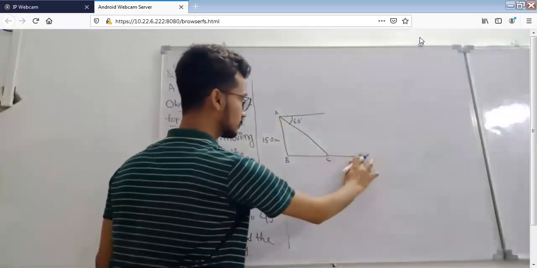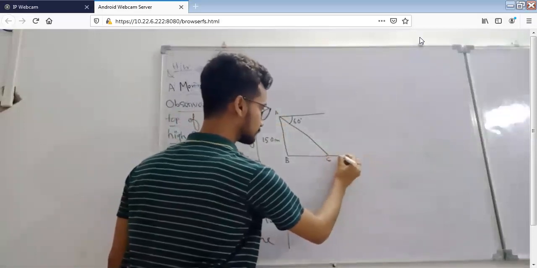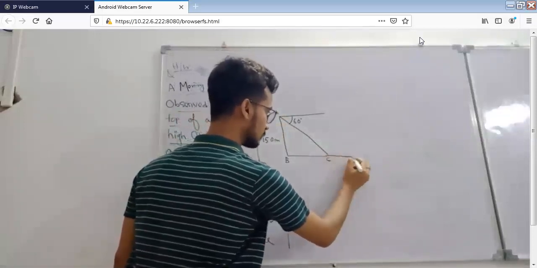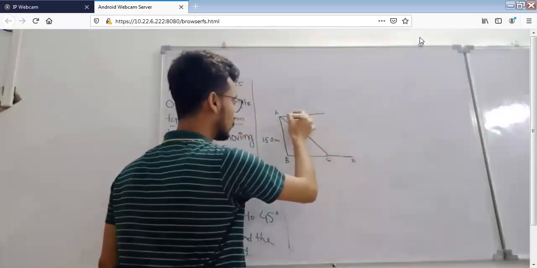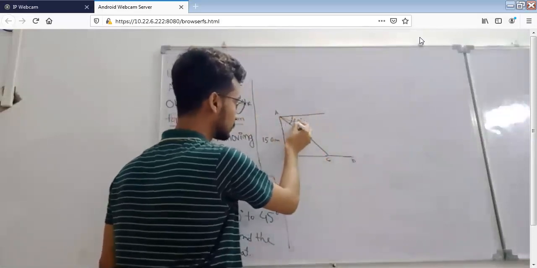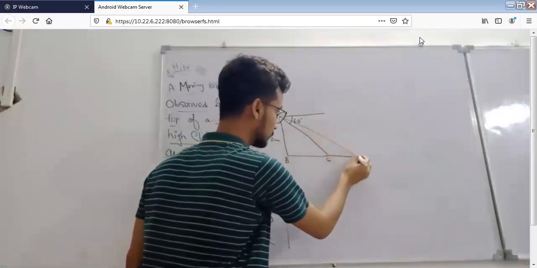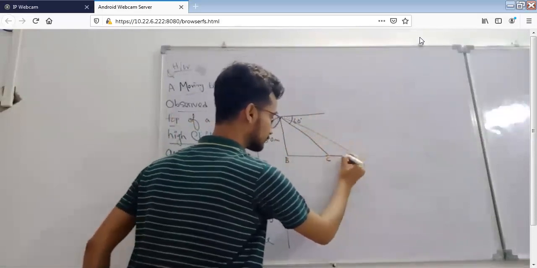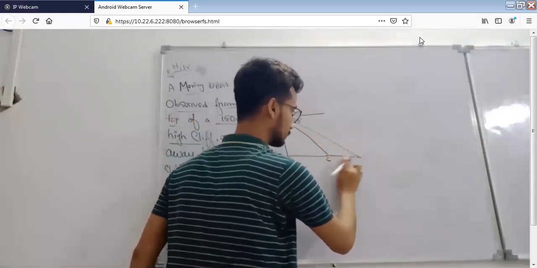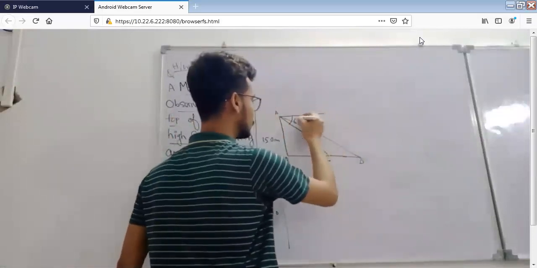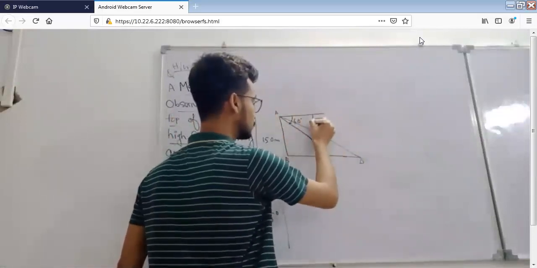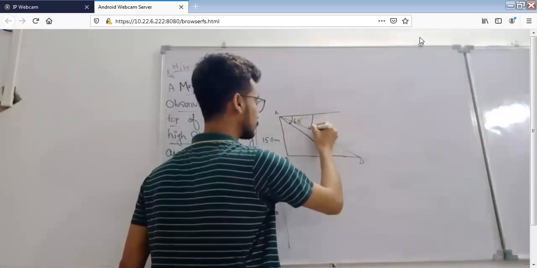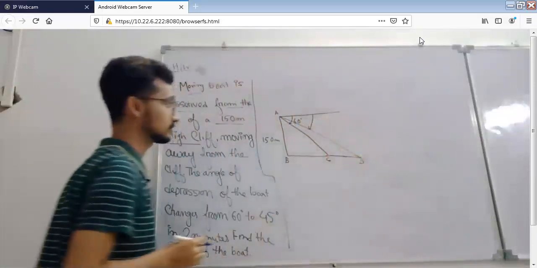That means now it will be 45 degree. Now the angle of depression is 45 degree. That means this angle will be 45 degree. Yes, suppose this angle is 45 degree. That means this is 60 degree, this angle is 45 degree. Okay. Now see, have you understood the question?